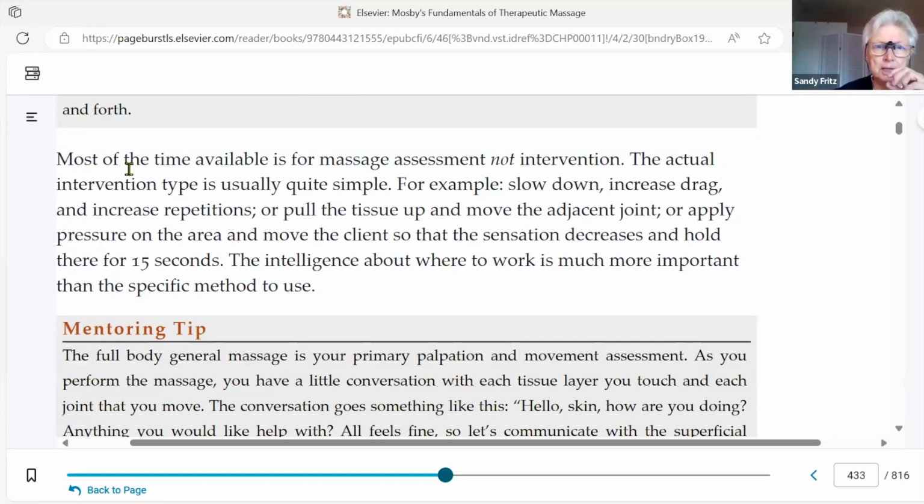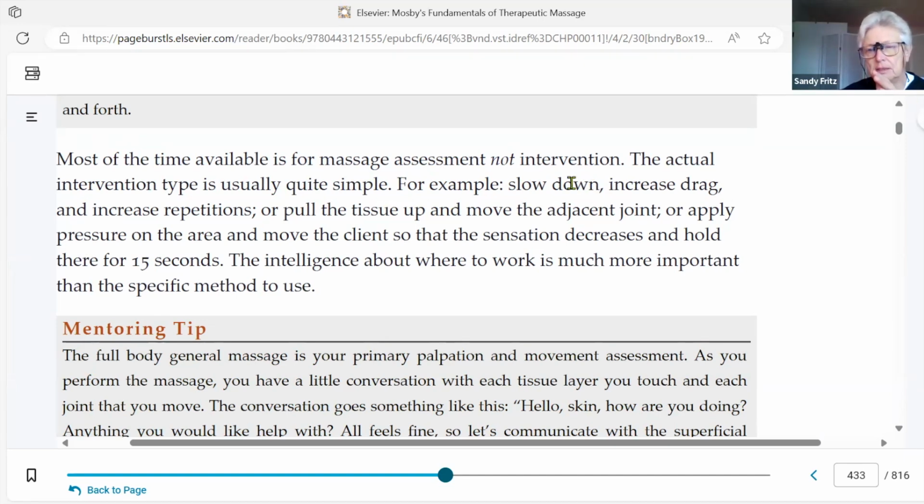Okay, really important piece here is that most of the time available for massage assessment, most of the time during the massage is assessment, not intervention. So in a general 60-minute session, assessment, of course, is going to be part of our chatting with the client and finding out what's going on, assessing the tissues, but the actual trying to shift something, the actual intervention process may only be 3 to 5 minutes of that.